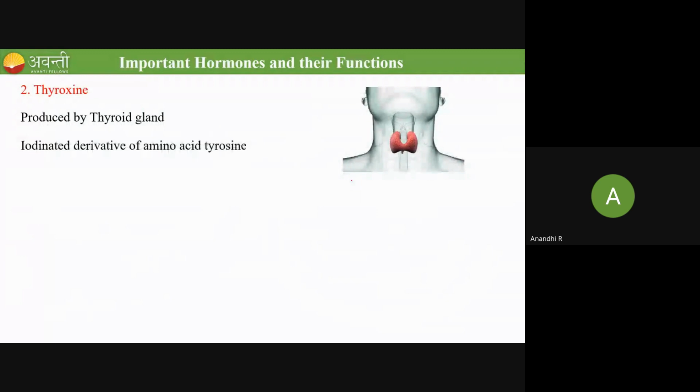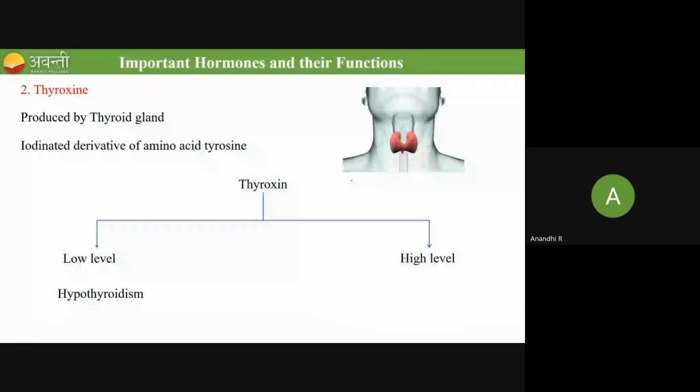The second hormone is thyroxine, and it is produced by the thyroid gland. It is an iodinated derivative of the amino acid called tyrosine. Yesterday we discussed amino acids, no? So tyrosine is an amino acid, and the iodinated derivative of tyrosine is thyroxine. A low level of thyroxine leads to hypothyroidism, and a high level leads to hyperthyroidism. In hypo, you can see in some persons the neck part is bulged out. That is because of the secretion of a very small amount of thyroxine in the thyroid gland. In hyper, there is no bulging; you see a normal person, so there is no external symptom. Got it? So this is about thyroxine.